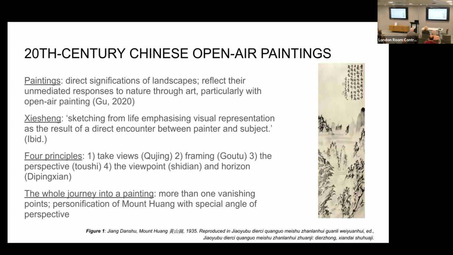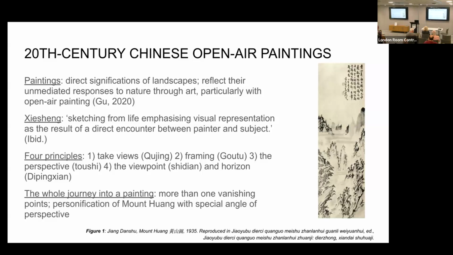And to produce the 写生 painting or the open-air paintings, there are four principles to follow. The first one is to take views, 取景. The second one is to do the framing of the painting, which means 构图 in Chinese. The third one is to set up the perspective, 透视, and the last one is to identify the viewpoints, 视点, and also the horizon, 地平线. By following these four principles, it's possible to encapsulate the whole journey into one painting.